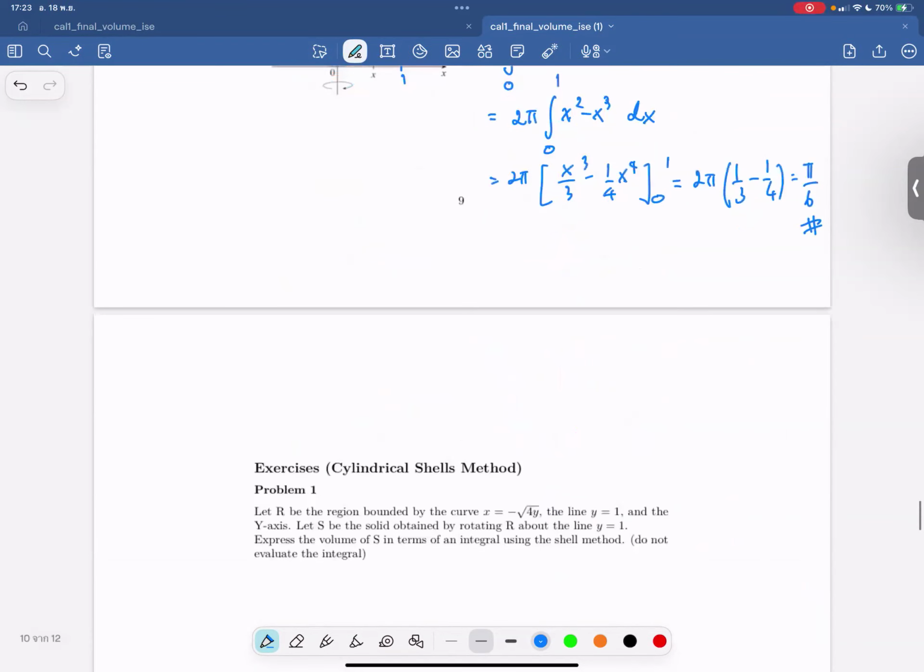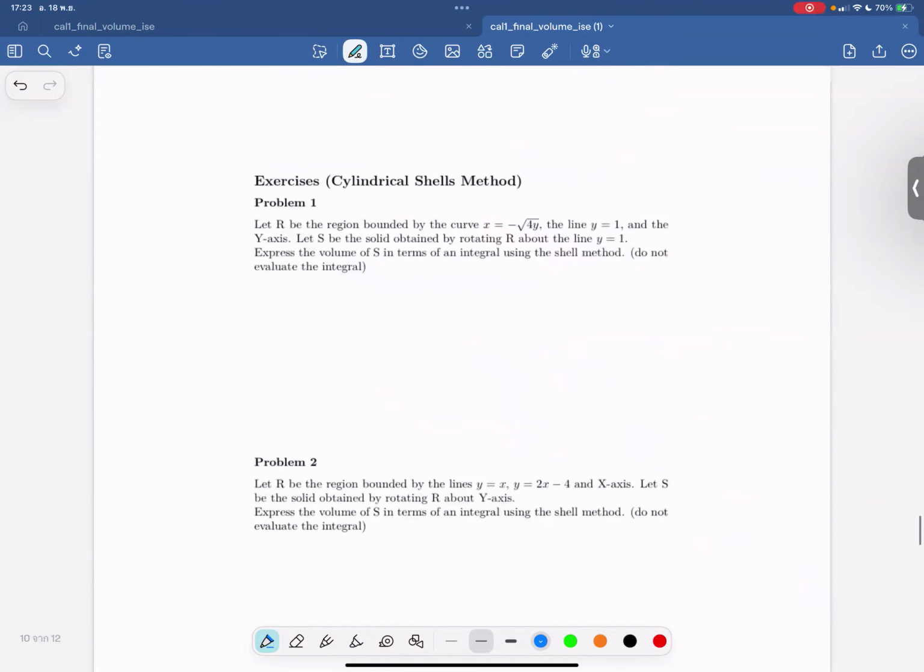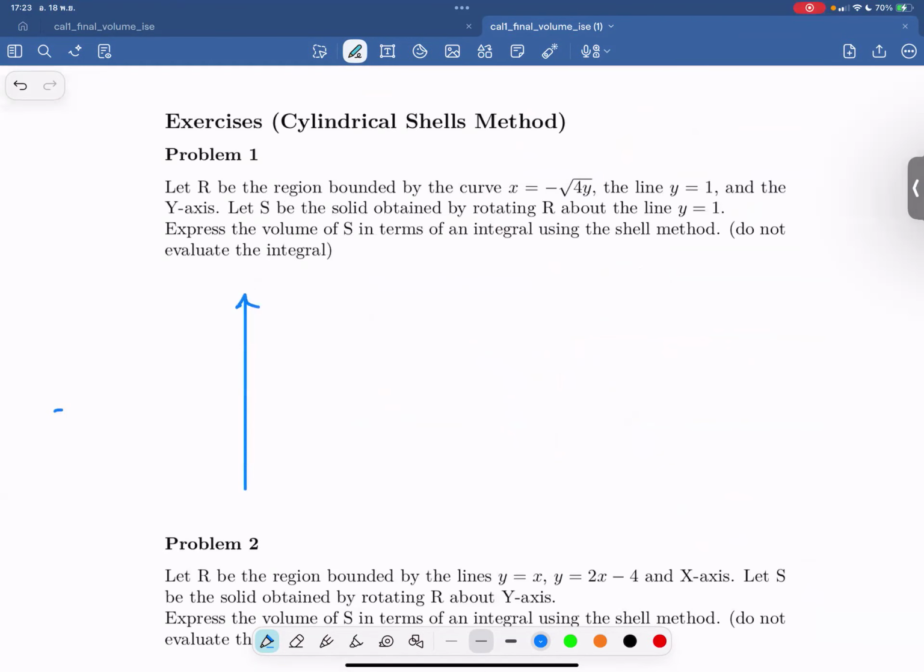The problem one actually is just the same shape, the same curve as the example in the last section. So over here we get the parabola on the negative side, x equal to minus root 4y, and then the line y equal to 1 over here. So the area of the rotation is over here. So we rotate about the line y equal to 1, right? So our cylindrical shell may look like this.